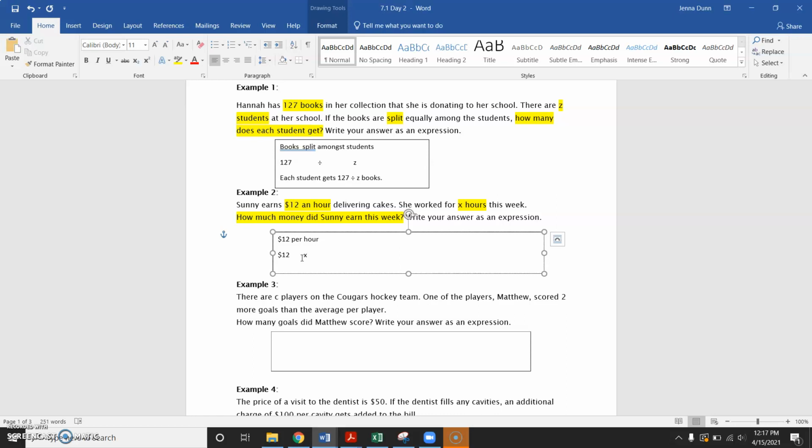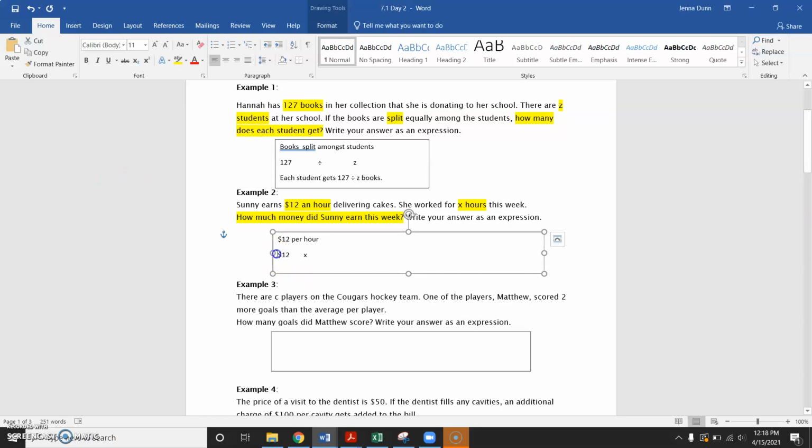So we have to think through, okay, if Sunny worked 1 hour, that'd be $12. If Sunny worked 2 hours, that'd be 24, or 12 plus 12, or 12 times 2. If she worked 3, that'd be 36, 12 times 3. If you notice, we're multiplying here. So the thing I want to point out to you is there are a lot of different ways that multiplication can be written. We do not want to write it like this, 12xx. That looks a little crazy. So you could use an asterisk if you're working on a computer. On paper, lots of times it's a dot.